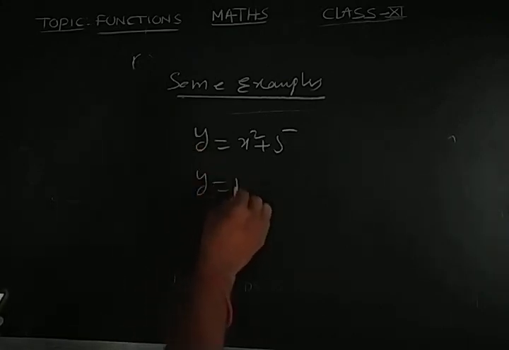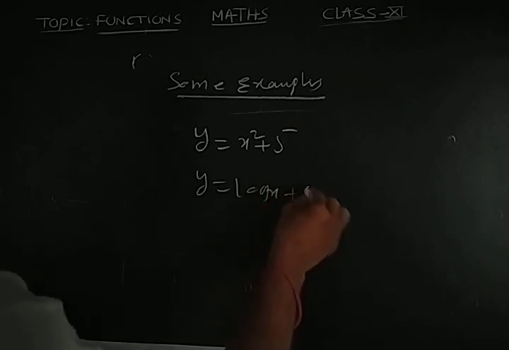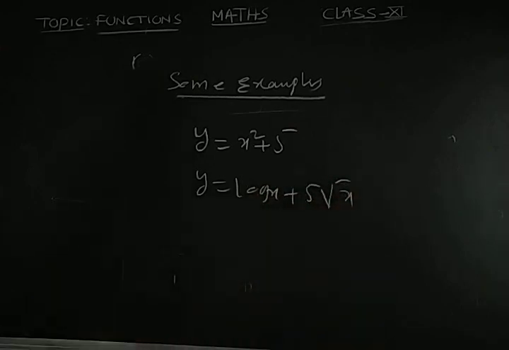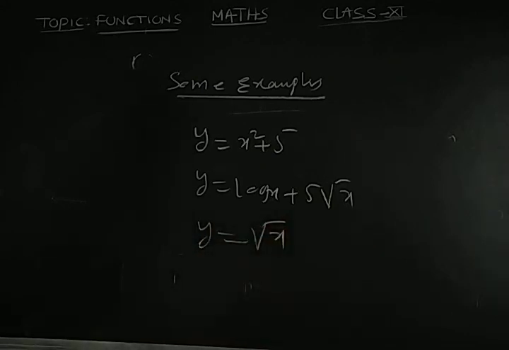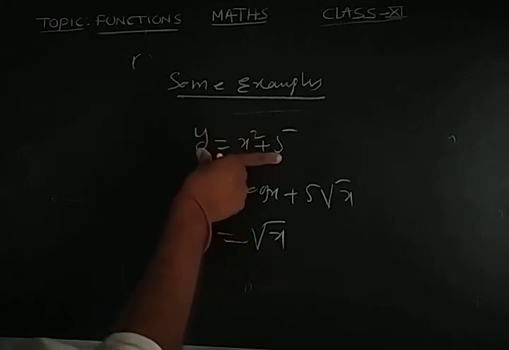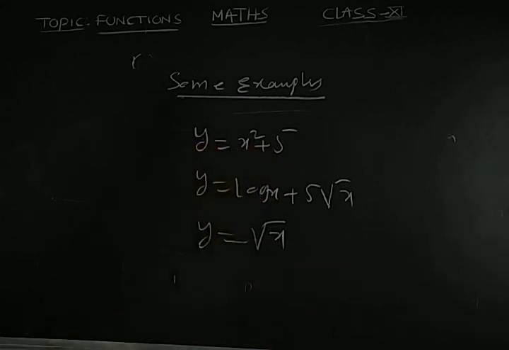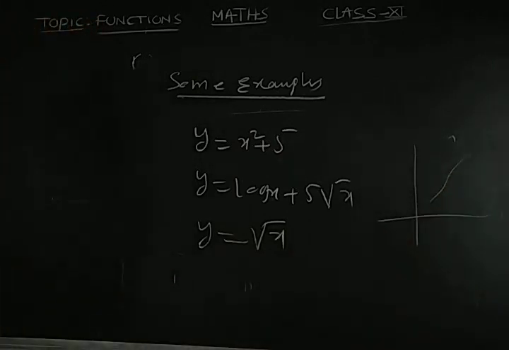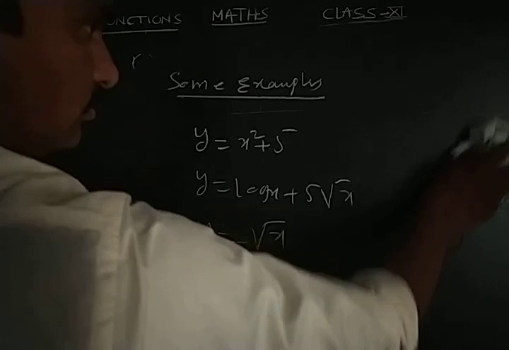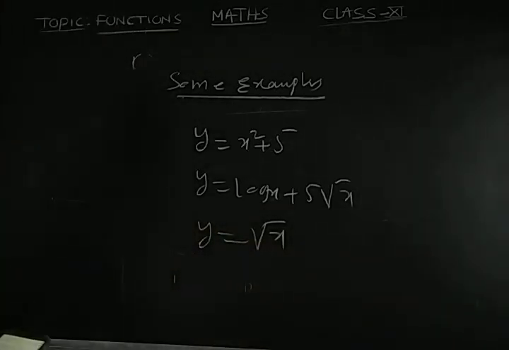Now y equal to log x plus 5 root x is also an analytical representation. Y equal to root x is an analytical representation too. So these are some examples. In analytical representation we have the equation, in which x is independent and y is dependent. In graphical representation we have a curve like this. These are the methods to represent a function.